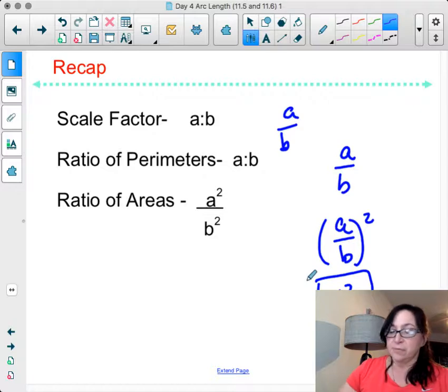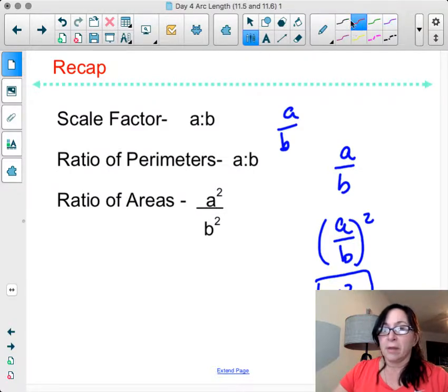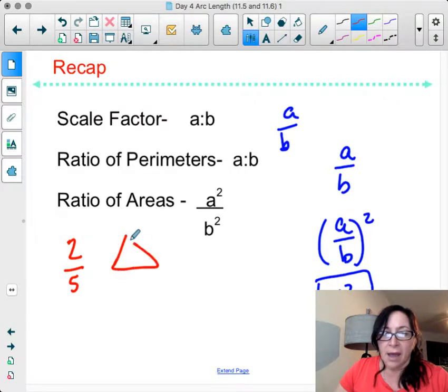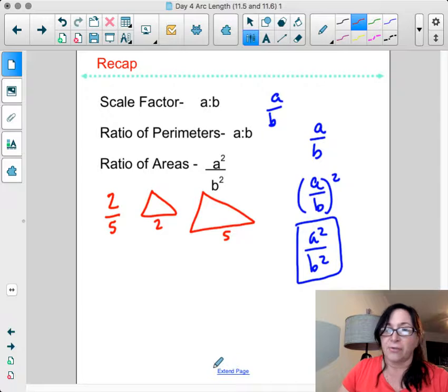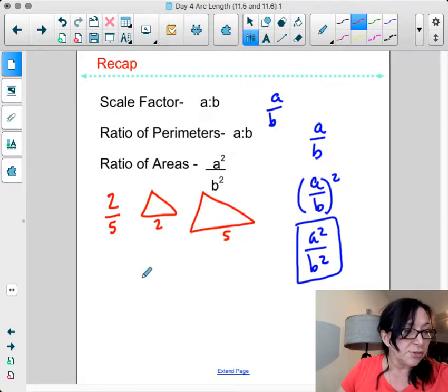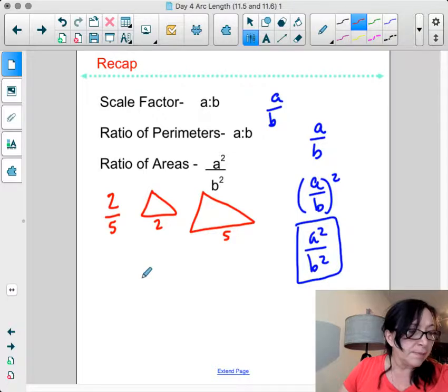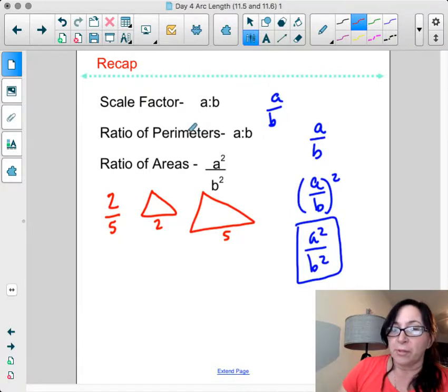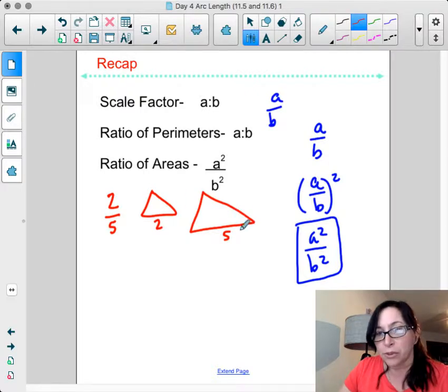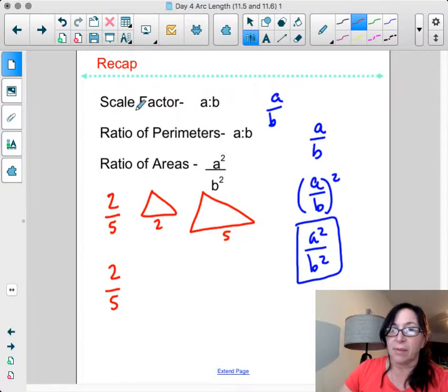Okay, so let's just do that one more time with numbers. Let's say 2/5, so my scale factor is 2/5, meaning I have a triangle here and a triangle here that are similar, and we can go side to side. So their scale factor is 2 to 5. If that's their scale factor, then we can find the ratio of the perimeters. I don't have to know the entire length around the whole triangle in order to find the ratio of their perimeters, because the ratio of their perimeters is exactly the same as the scale factor. These right here are the same.